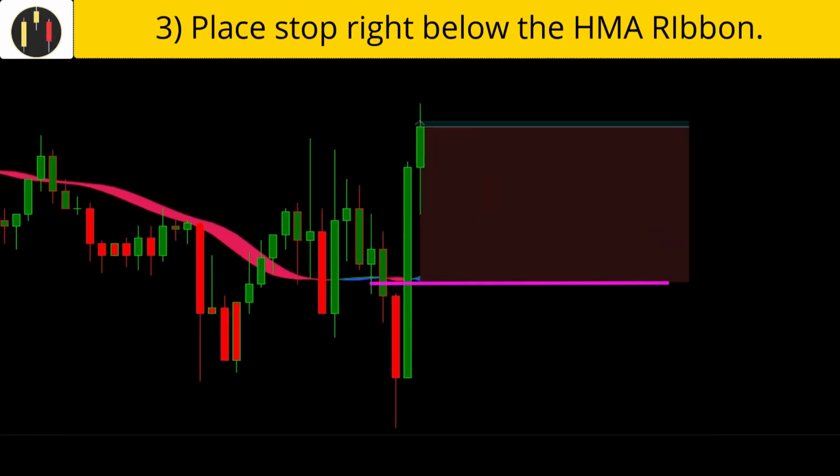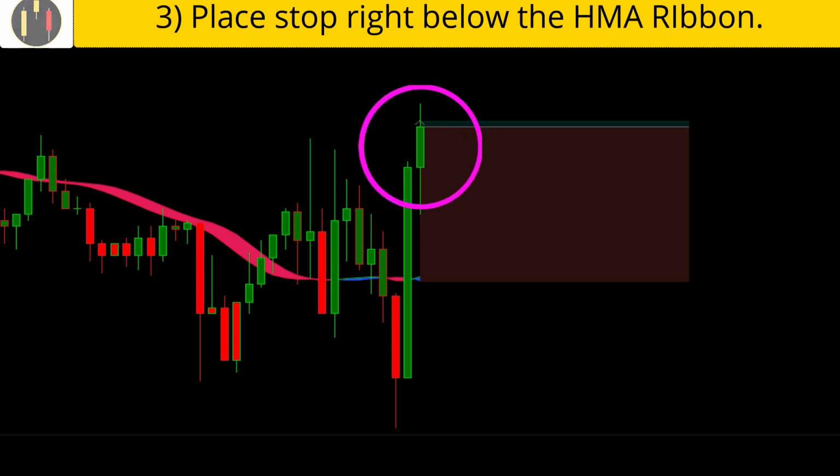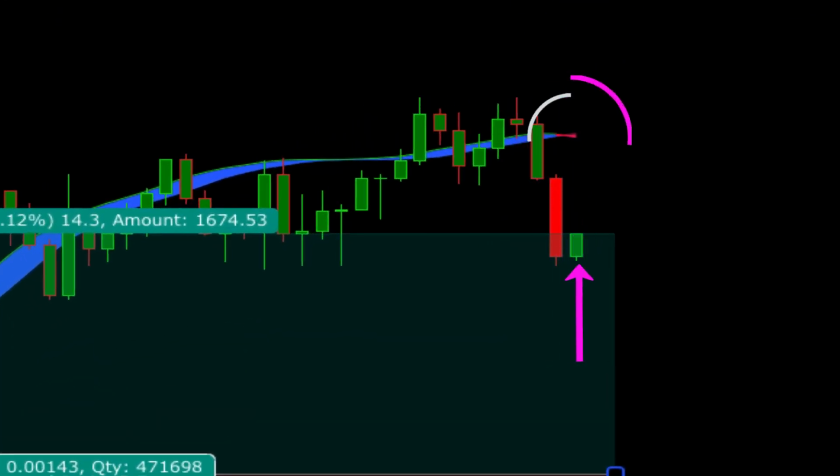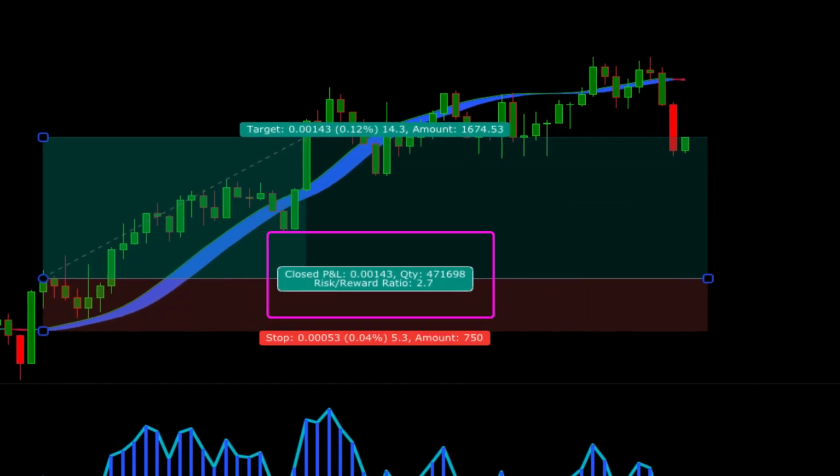Third, the stop is placed right below the HMA ribbon and we enter on the close of the trigger candle. We close the trade when the first candle closes while the HMA Suite changes to a sell signal and you are in profit. This setup winds up with a 2.7 risk to reward.